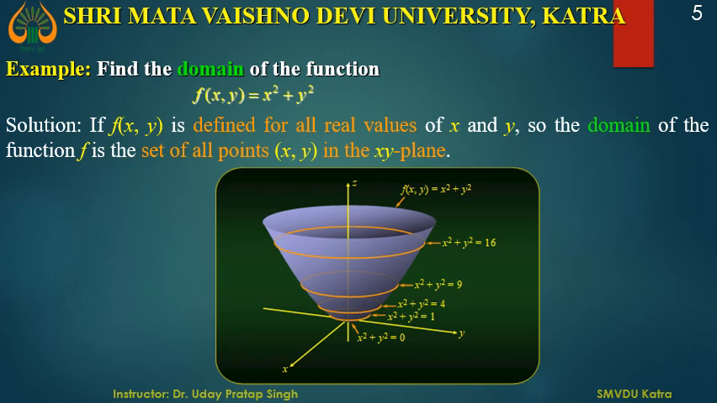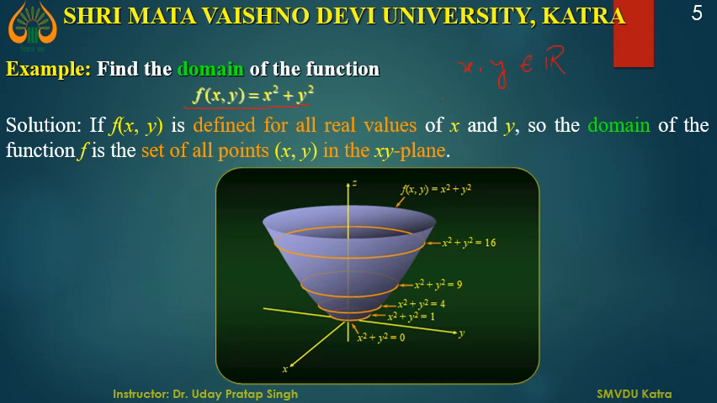Now, let us discuss some examples. Find the domain of the function f of x, y is equal to x square plus y square. What is the domain of the function? Domain of the function contains all those ordered pairs x, y for which this function f gives the real value. See the right hand side. Right hand side is x square plus y square. Here, x and y are real numbers. See the right hand side, x square plus y square.